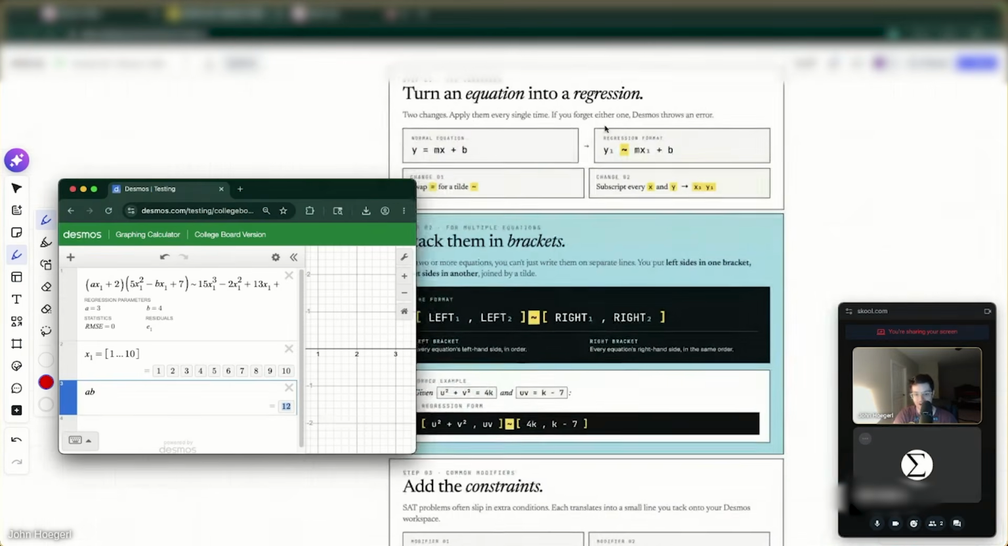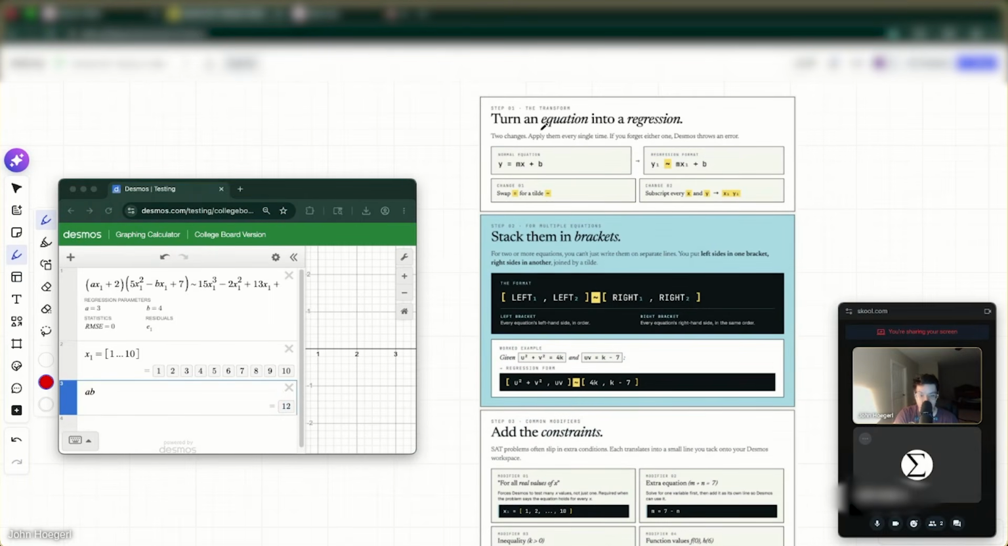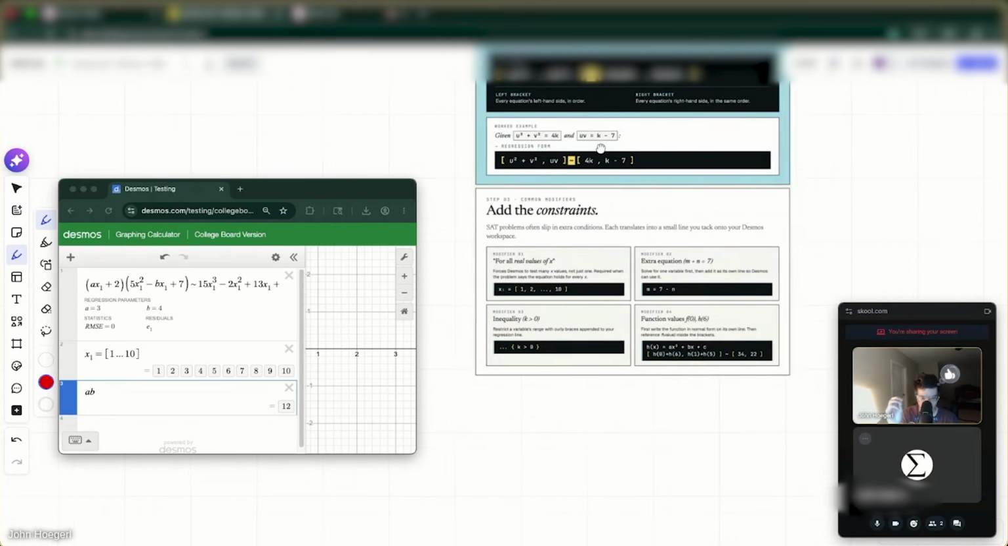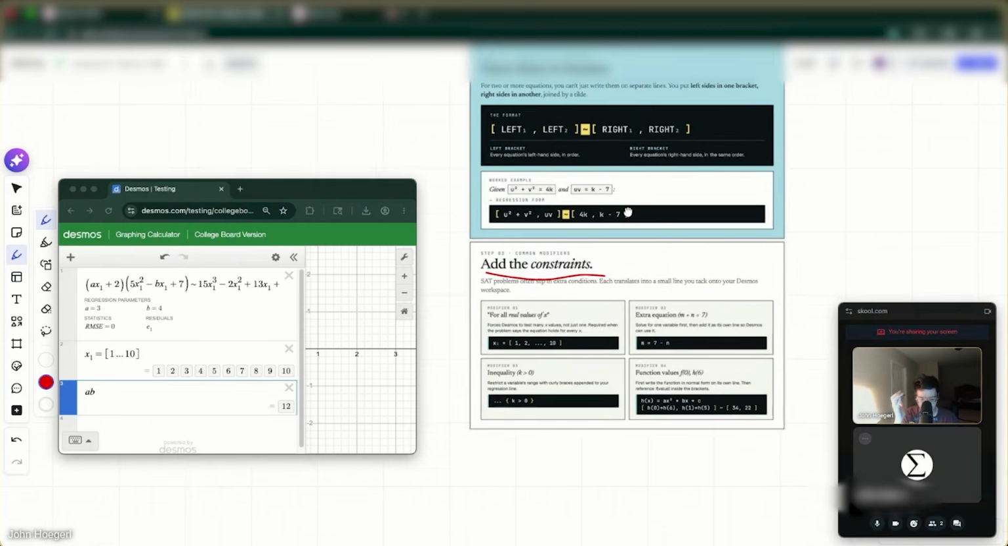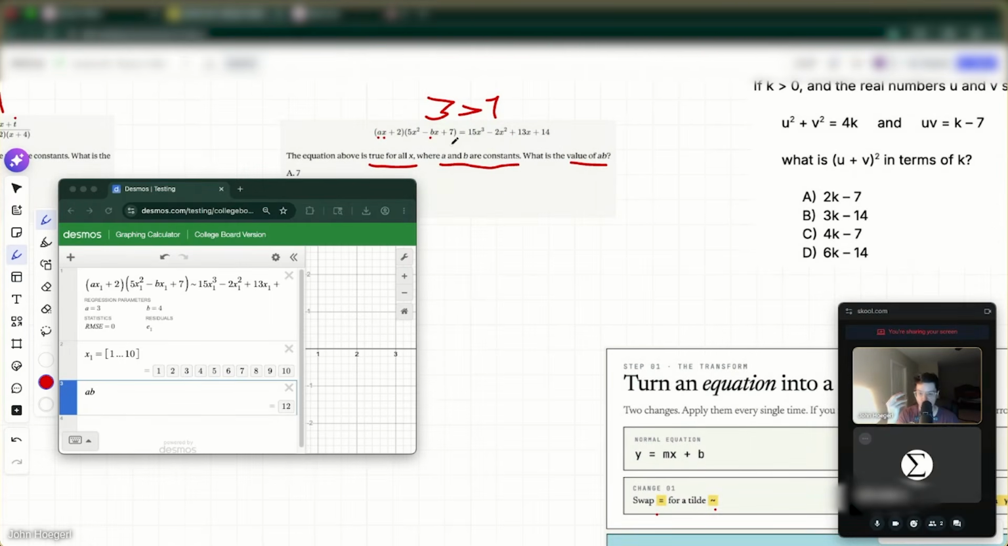There's a few things here that I'm going to have to say in the next part. But essentially, the steps to do a problem like this: you turn the equation into a regression, which you just do by swapping the equal sign for a tilde. And then if there are any x or y's, put x1 or y1. What I'm going to say next is how to stack them in brackets, so don't worry about that yet. And then finally, just add the constraints. This is typically all you need to do to make this work. This is pretty fine for questions like these, where you just have one equation.